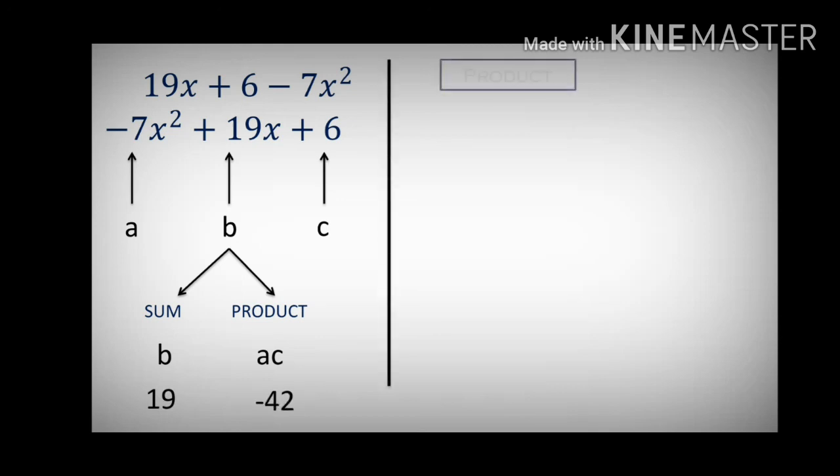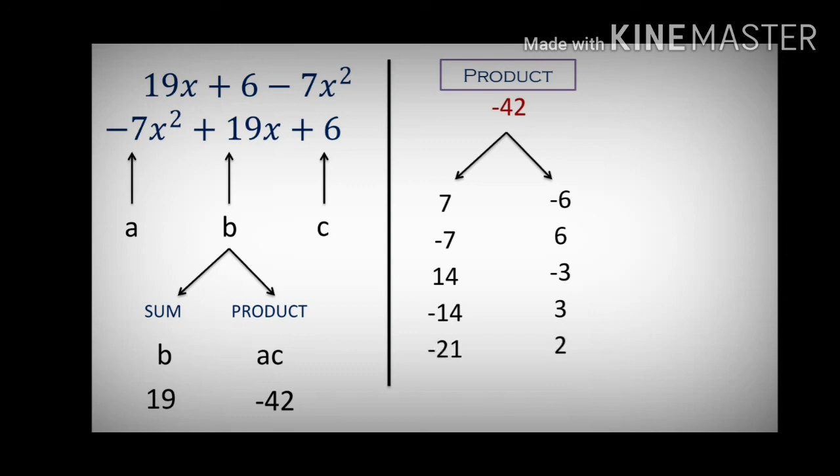Now the product required is minus 42. So how to get minus 42? Minus 42 can be written as 7 into minus 6, or minus 7 into 6, or 14 into minus 3, or minus 14 into 3. So these are the ways to get 42. Is there any other way? Yes, 21 twos are 42. That's why I said multiplication tables are very much important here. Or it can be 21 into minus 2 also.